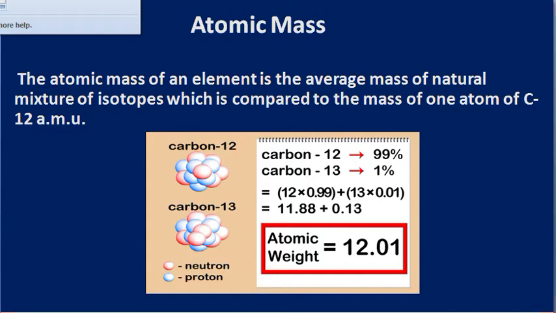So that is why, and with this they compare the other elements like oxygen. Oxygen has 16 AMU and sulfur has 32 AMU. So that is a comparison with the carbon atom. So they make the basic element for atomic mass, that is the carbon atom.